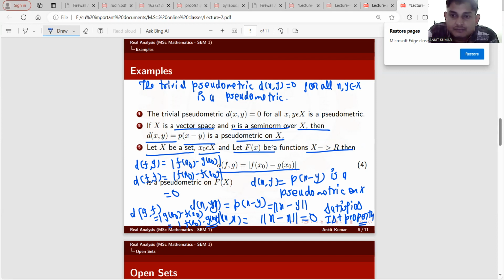And this function also satisfies the triangle inequality. This satisfies also the triangle inequality.